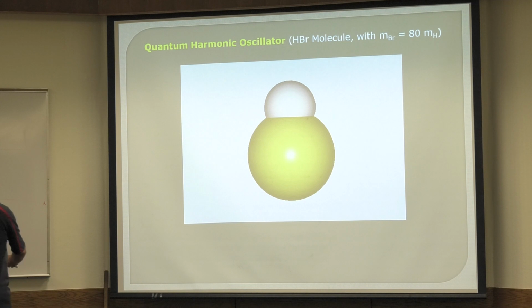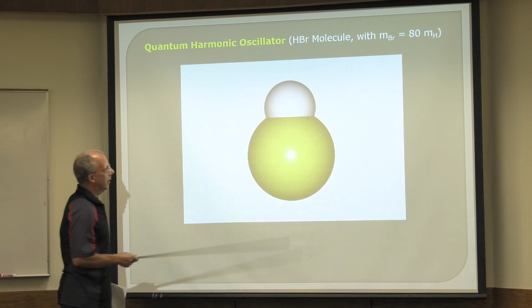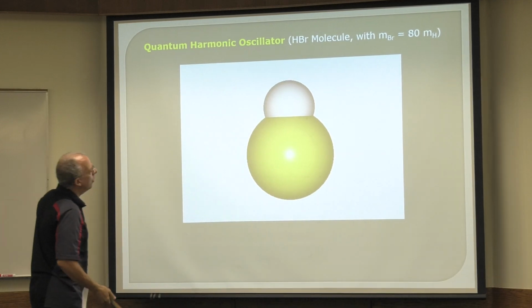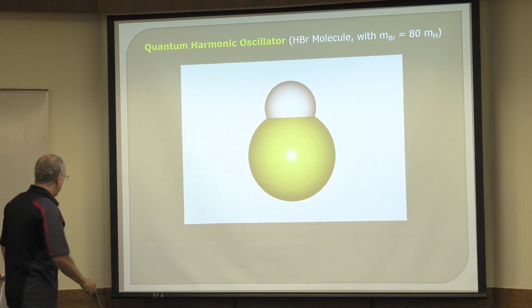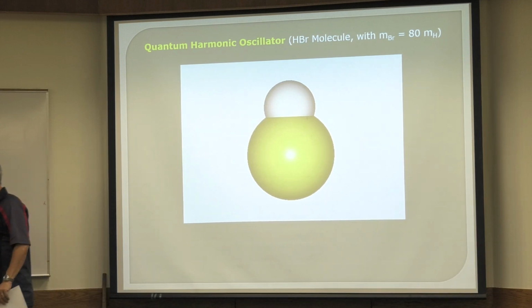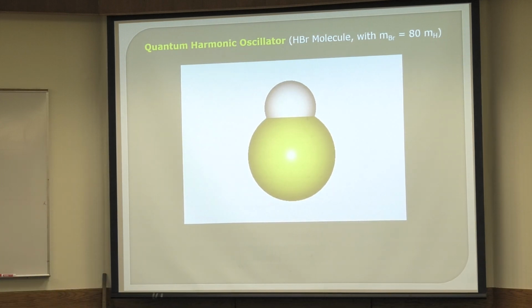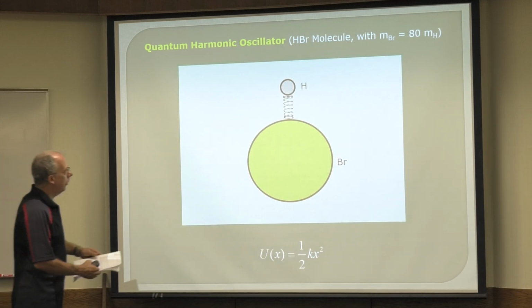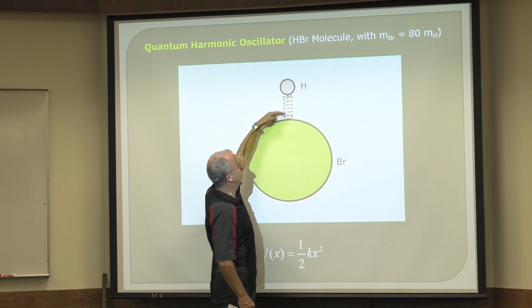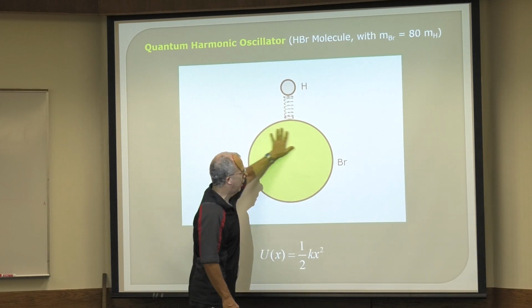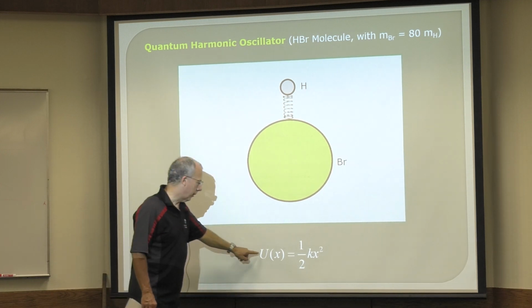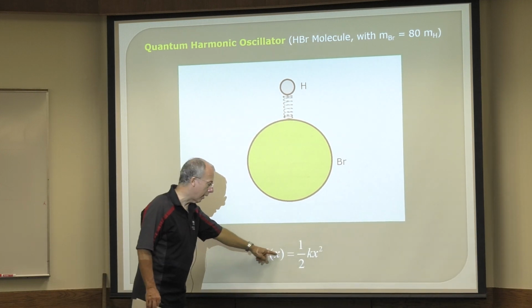This was the hydrogen bromide, right? So this has a mass 80 times that. And it's a molecule, right? And so there's molecular bonds. And how do we always model molecular bonds? With a spring. And so this was our model. We said that this hydrogen atom is connected by a spring to this big fat stationary bromine, and the potential energy of a spring is 1/2 kx squared.